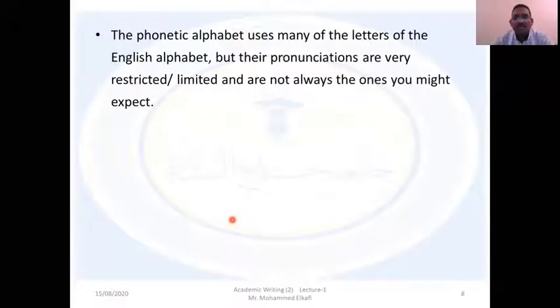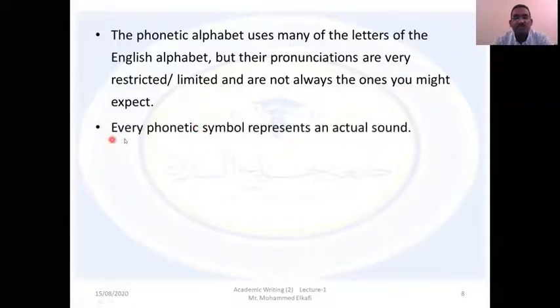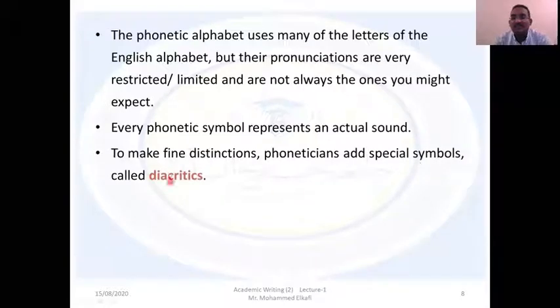The phonetic alphabet uses many of the letters of the English alphabet, but their pronunciations are very restricted or limited and are not always the ones you might expect. Every phonetic symbol represents an actual sound. To make fine distinctions, phoneticians add special symbols called diacritics.